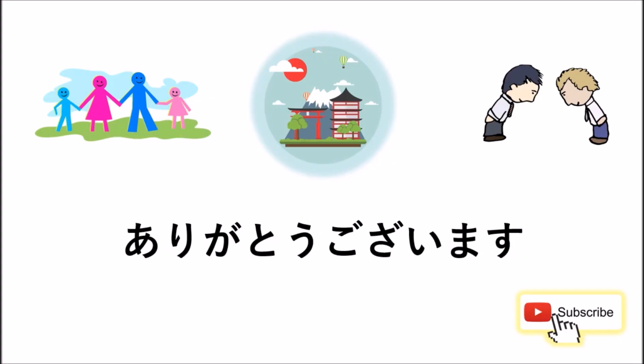I hope that you understand how to create a sentence in the conditional form in Japanese language. Everything you create, you should remember how to create by using ba or nara. I hope that you understand. And if you have any question, please comment below. I will be happy to answer your question.